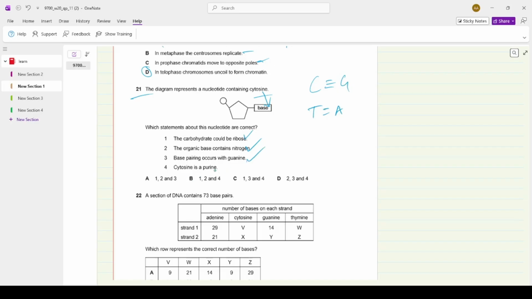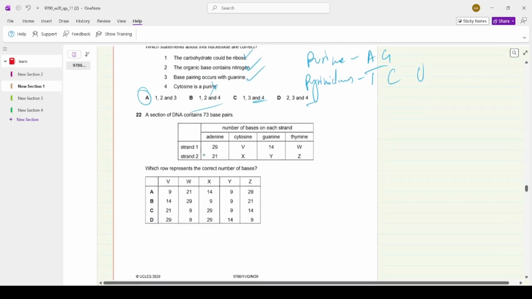Cytosine is a purine. Not really. Purines involve only adenine and guanine. Then pyrimidines involve thymine, cytosine, and then uracil for RNA. So this doesn't make any sense. So we can eliminate all answers which have a 4, and so A, 1, 2, 3, is correct.